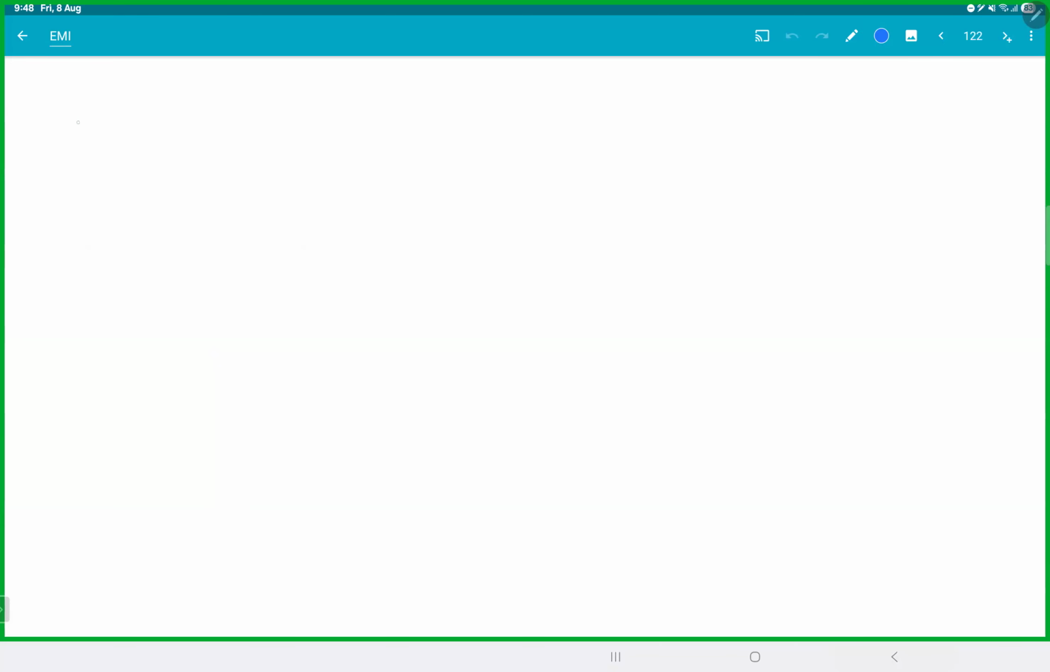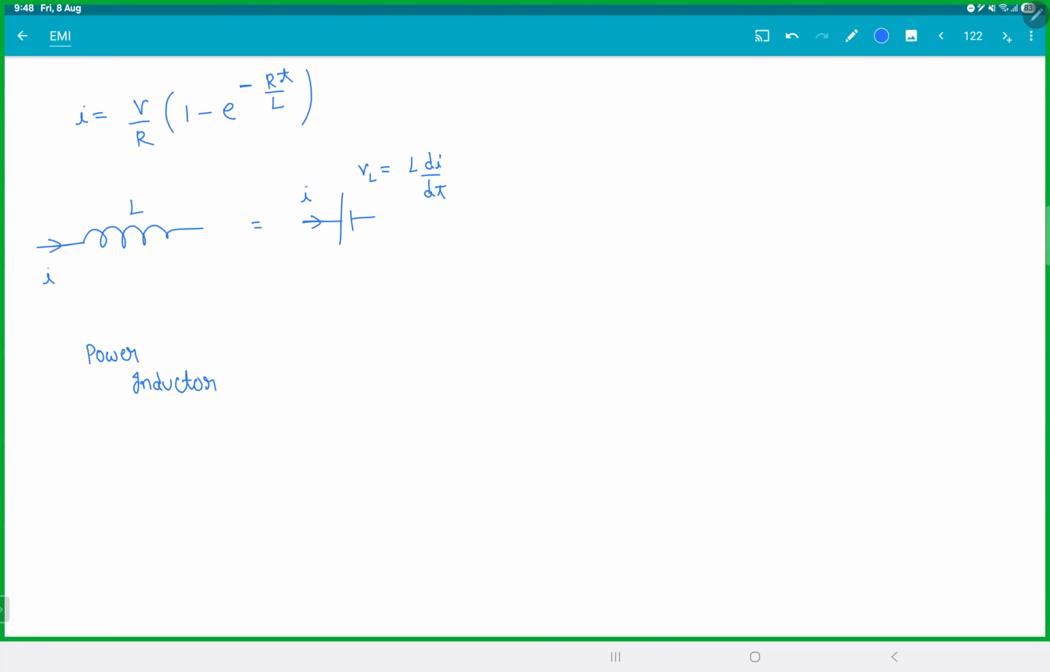So if you take power in the inductor, we have I is equal to V by R into 1 minus e power minus RT by L. So if you have an inductor with current I, voltage across the inductor is L di by dt. They can ask you these kind of questions. So power in the inductor: power is simply voltage into current. Remember, that is always true for any element.